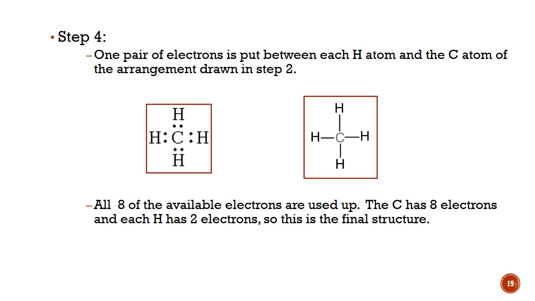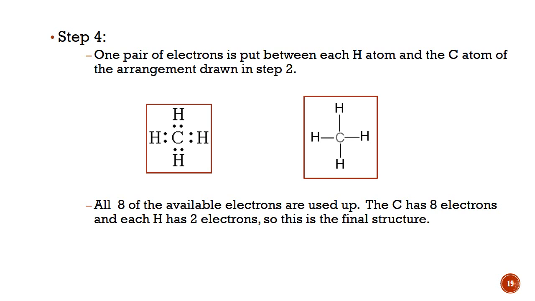If we make a bond between each C and H, we use up 2 electrons for every bond. And so in this case, to bond the C to all 4 H's, we use 8 electrons. Well, we have 8, so we use them all up. All right, so far so good. Then we just want to go back and make sure everybody has what they want. Each hydrogen has 2 and the carbon has 8, so we're good.